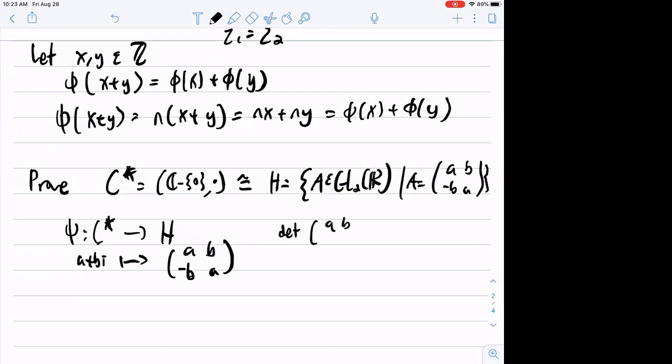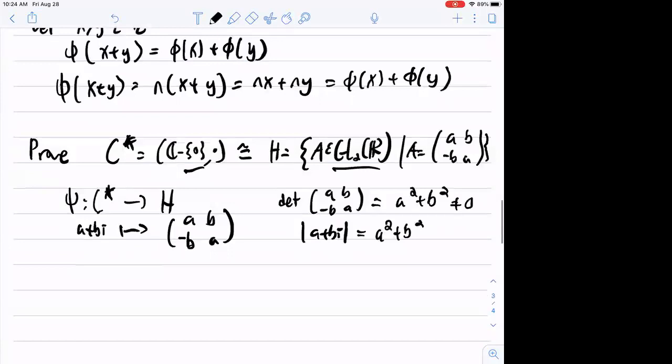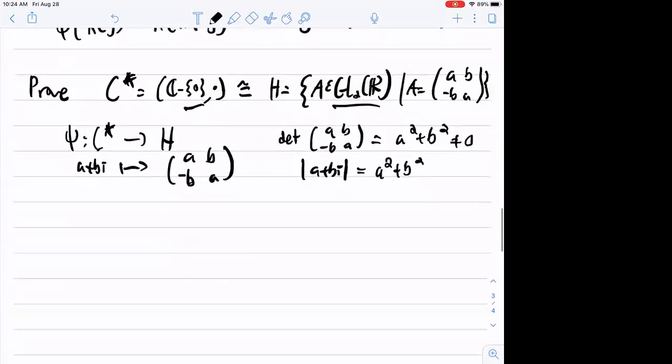the determinant of [a, -b; b, a], hopefully you remember, is a squared plus b squared. But this is the norm of a plus bi, right? So because we excluded 0, the determinant is never 0, and that means the matrix is invertible. So we are in GL2(R), and this thing makes sense. It's well defined. We're not sending it to a non-invertible matrix. The matrix is invertible because we excluded 0. Everyone clear?